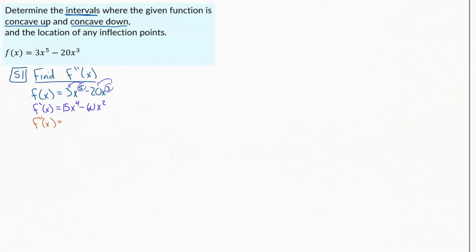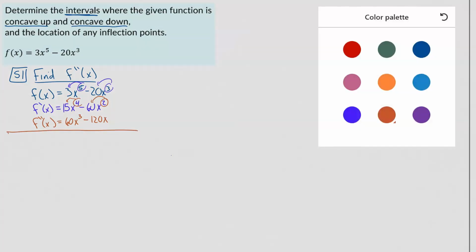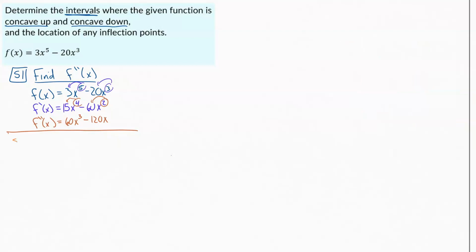So the second derivative, guess what? We're just going to take the derivative again using the power rule. So this time bring the 4 down. 4 times 15 gets us 60x. Subtracting 1 from the power gets us x to the third. And then we're going to bring our 2 down. 2 times negative 60 gets us negative 120. And then x, subtracting 1 from the power leaves us with x to the first. So step 1 complete. Now on to step 2.